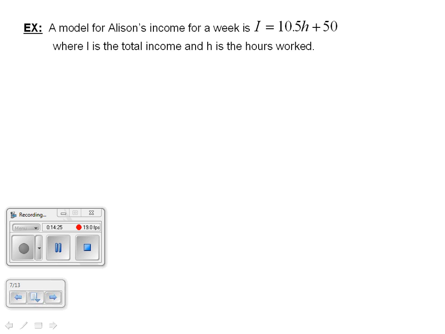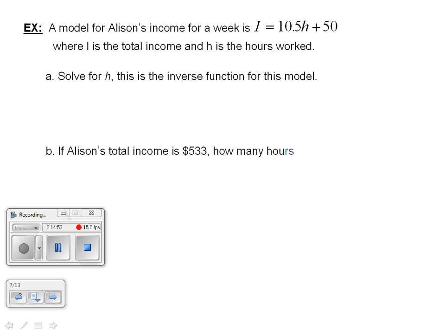Okay, so the function here, I = 10.5h + 50, is going to model Allison's income for a week, where I is the total income and h is the hours worked. The first problem posed to you guys is to solve for h. This is going to be the inverse function for this model. If I want to solve for h here, it's really nothing too nasty. I can subtract 50.